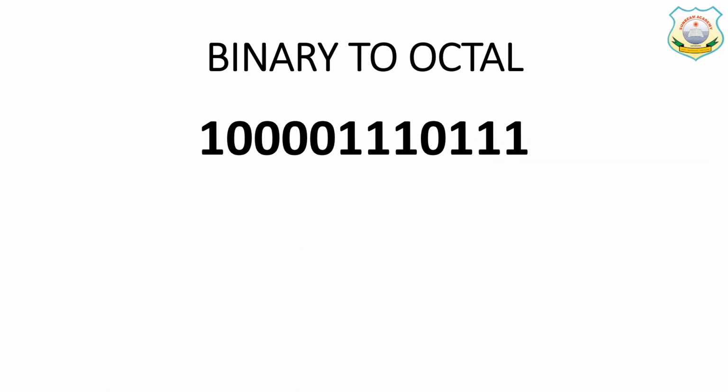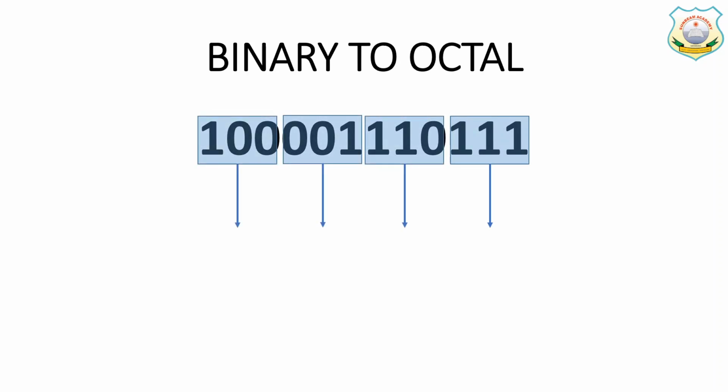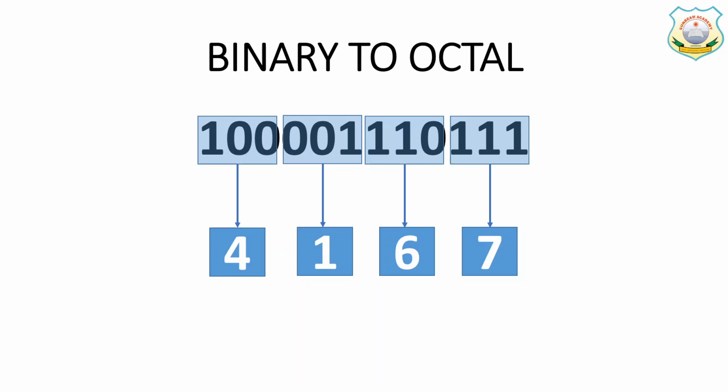Let's take one more example, binary to octal. Again I create groups of 3 from the right hand side. Then we have 111, that is 7, 6, this is 6, 110 that is 6, and this is 1, and this is 4. So 4167. That is the number that we got, binary to octal.